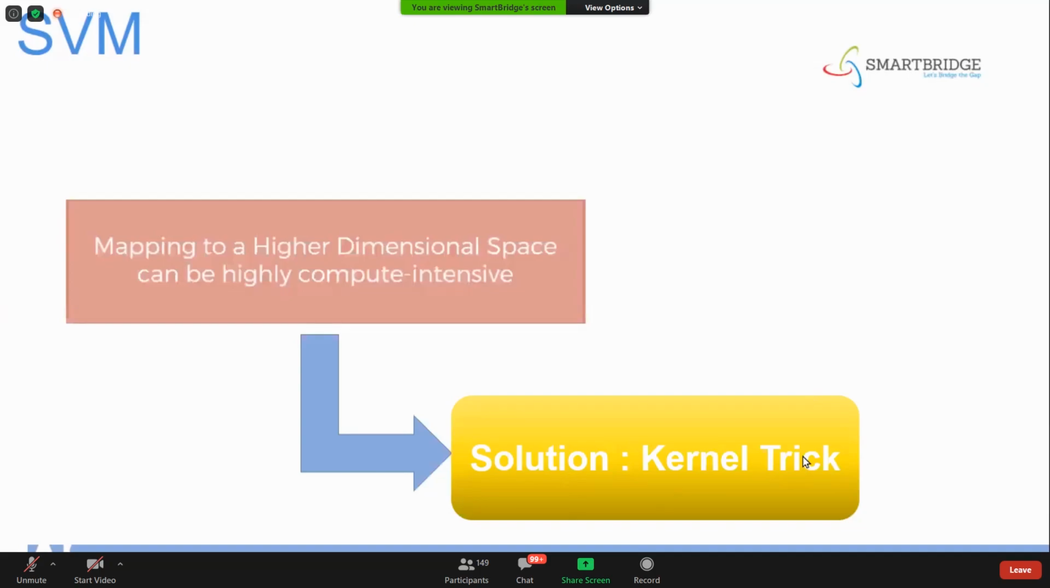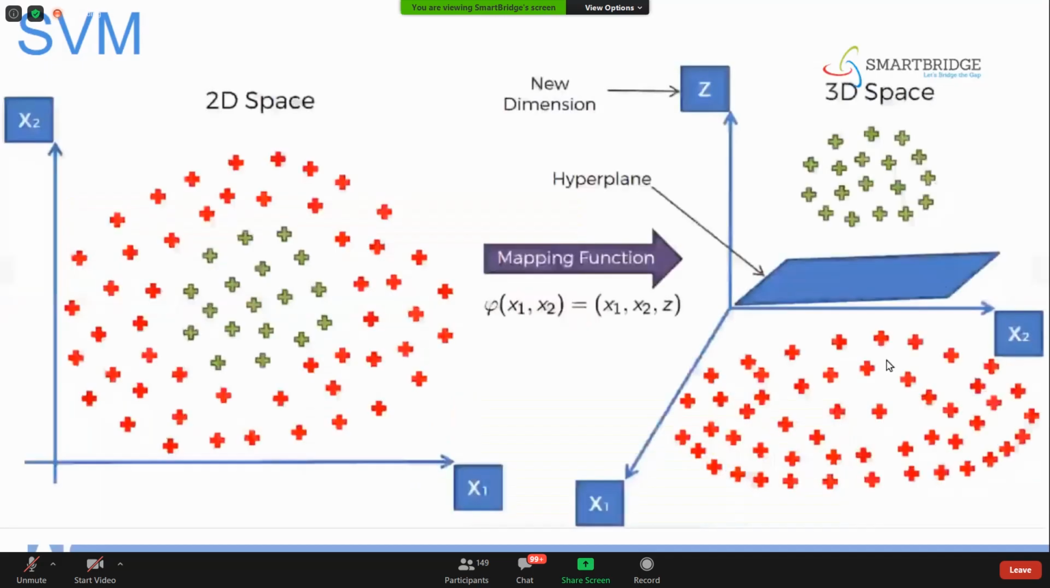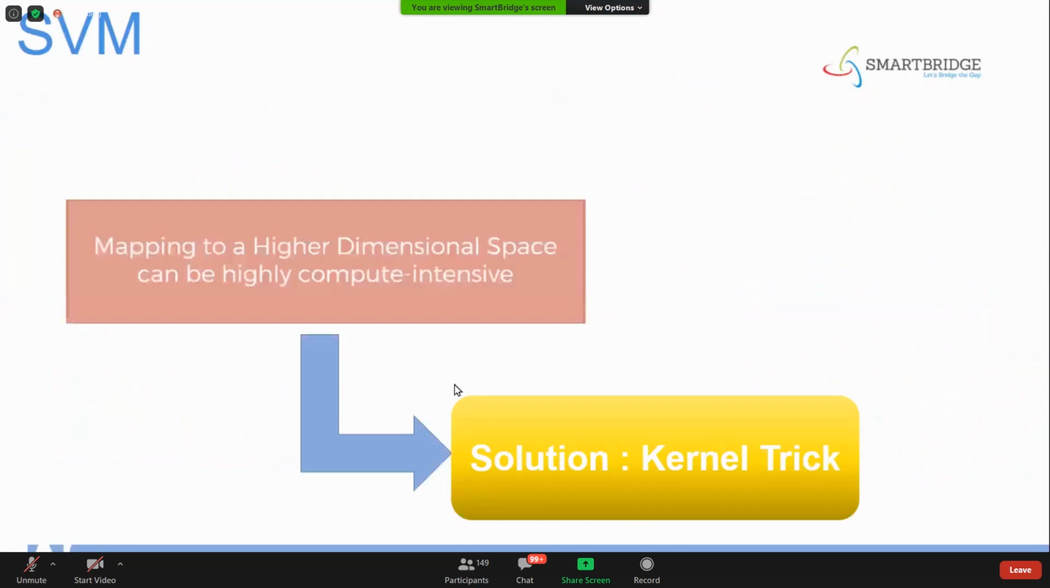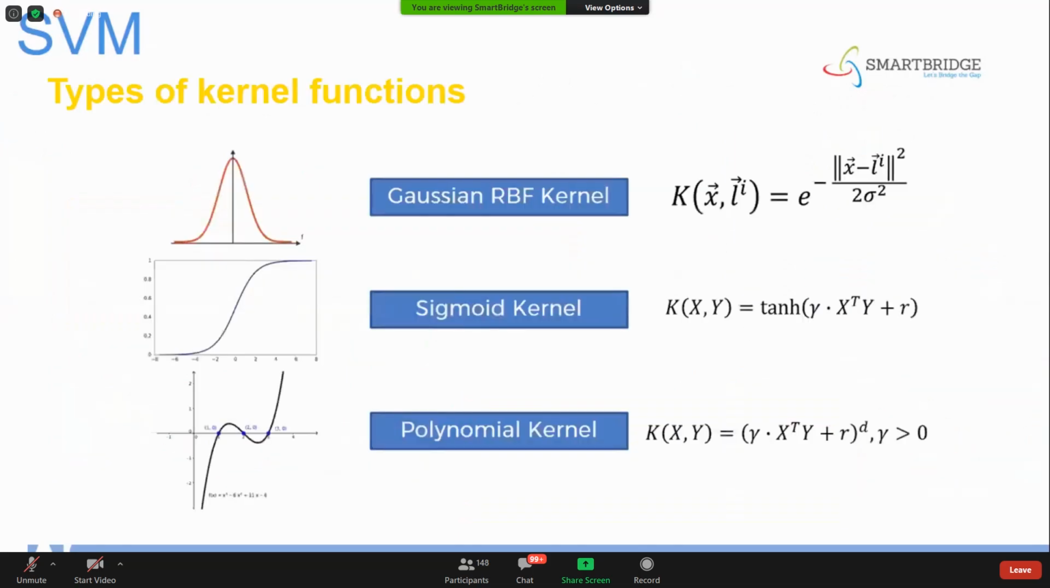So kernel trick is also a kind of formula based only. So based on this formula, I am shifting the values upside or downside. So this is the kernel trick. Let's see what this kernel trick does. Here we have different kinds of functions which are used to separate the data. One is e power minus double mod of x bar minus li bar whole square by 2 sigma square. Another is the sigmoid kernel, and another is the polynomial kernel.